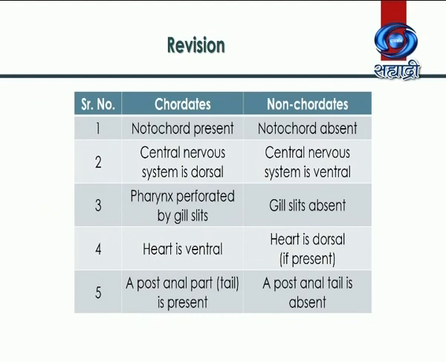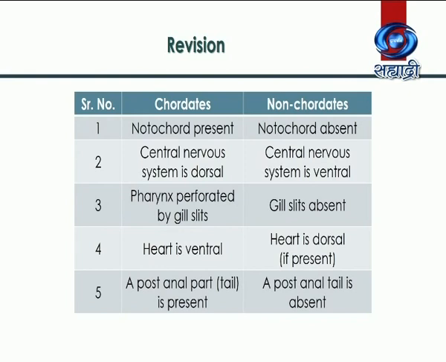Then we discussed characteristics of chordates and non-chordates. Let us revise these characteristics in the form of comparison. In chordata members, notochord is present, whereas it is absent in non-chordates. In case of chordates, the central nervous system is dorsal in position, whereas in non-chordates it is ventral.